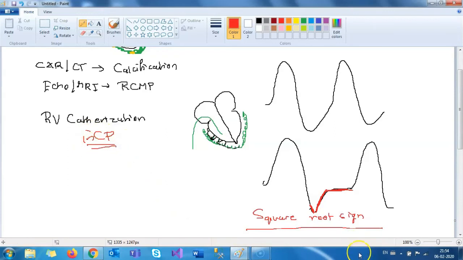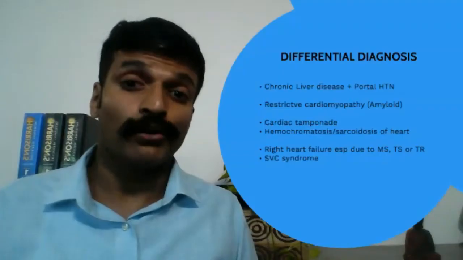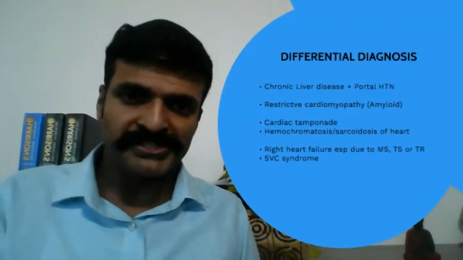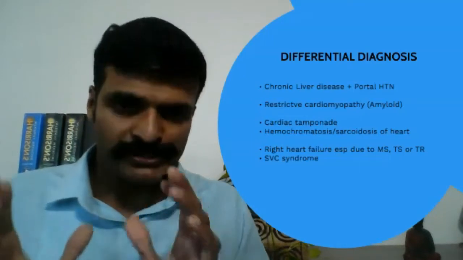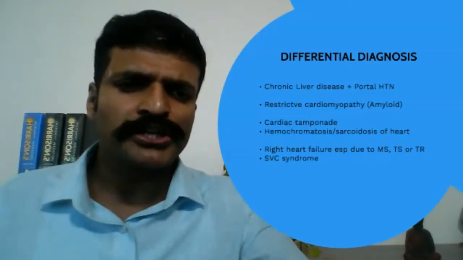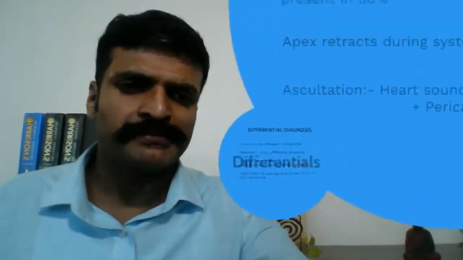Which is this classical sign? It is square root sign. It is not very important for you nowadays because we don't really need to do such invasive procedures to diagnose constrictive pericarditis. Now, in order to distinguish these conditions from constrictive pericarditis, we usually do a few investigations.